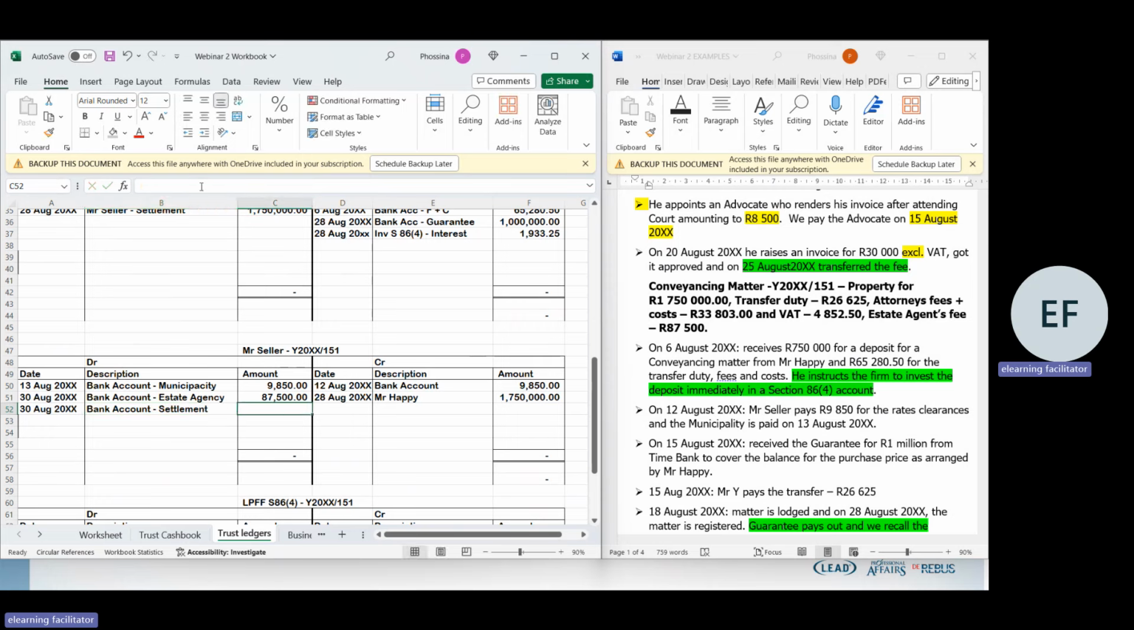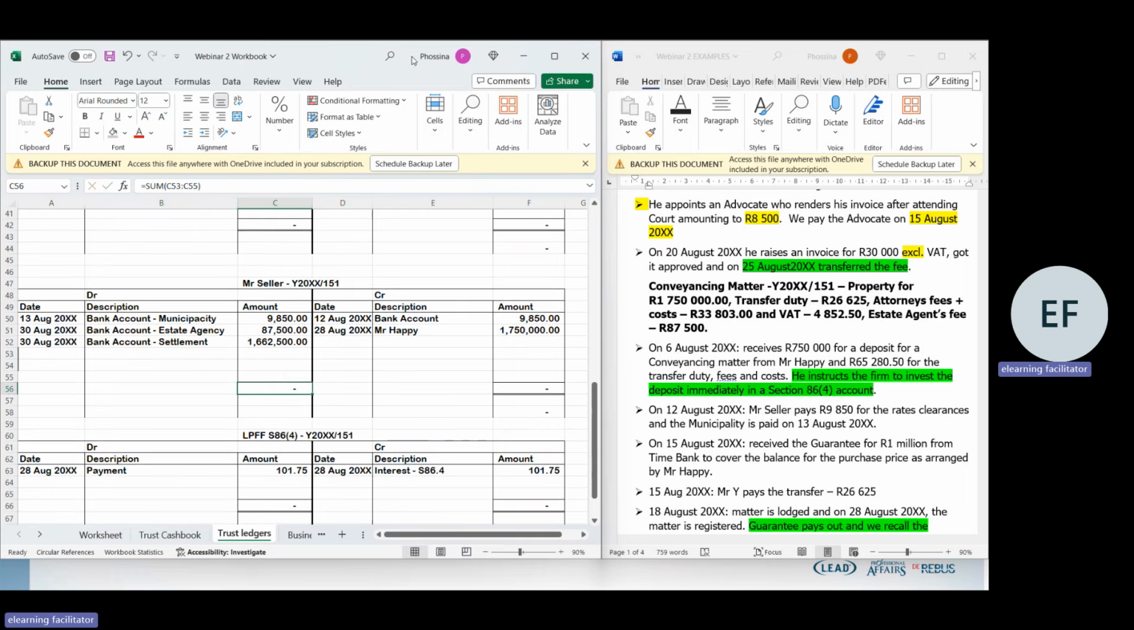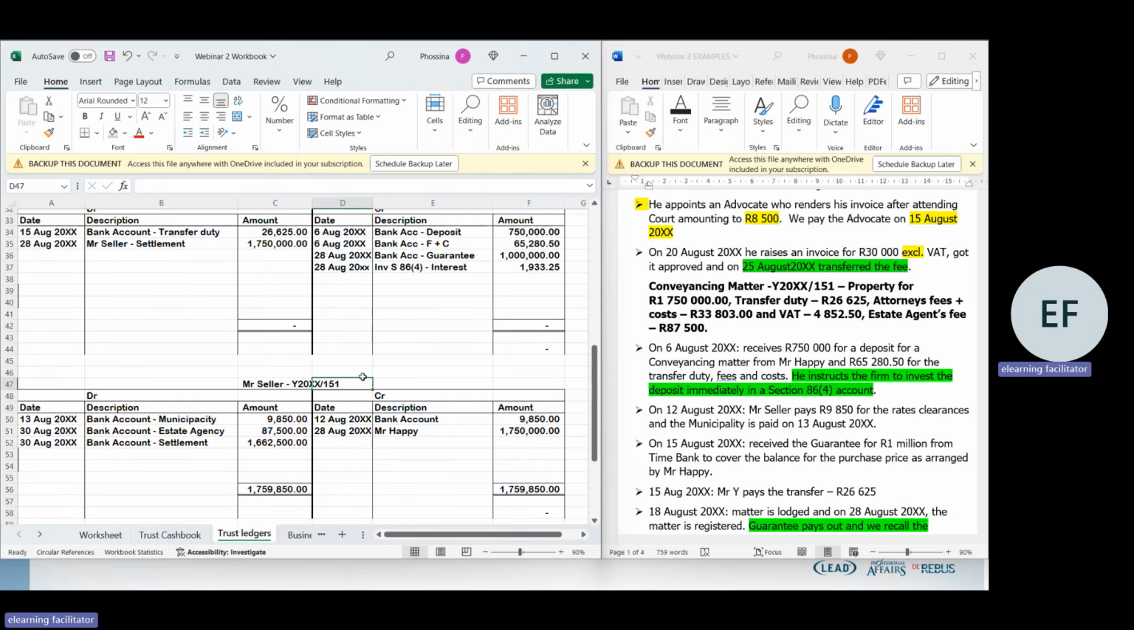Settlement, how much is it? 1750 minus 8751. Okay, so if you look at it, if we add both sides for Mr. Seller, it should balance. You can see if we say debit side minus credit side, we are done. So Mr. Seller, we have accounted for Mr. Seller for this particular file. Okay, we are done.